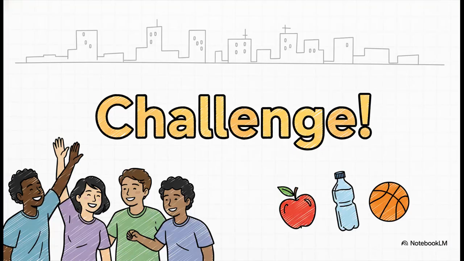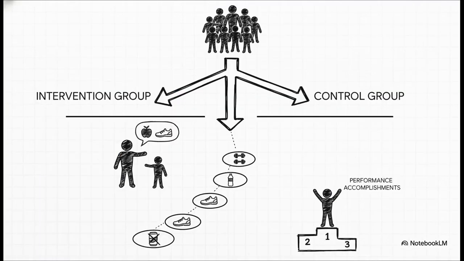Our first case study is a program called Challenge, from a 2010 study by Black and their colleagues. This is a fantastic, really concrete example of social cognitive theory in action, applied to a major public health issue, obesity among urban Black teens. Now, what's really important here is the study's design. It was a randomized, controlled trial. That's the gold standard for trying to figure out cause and effect.